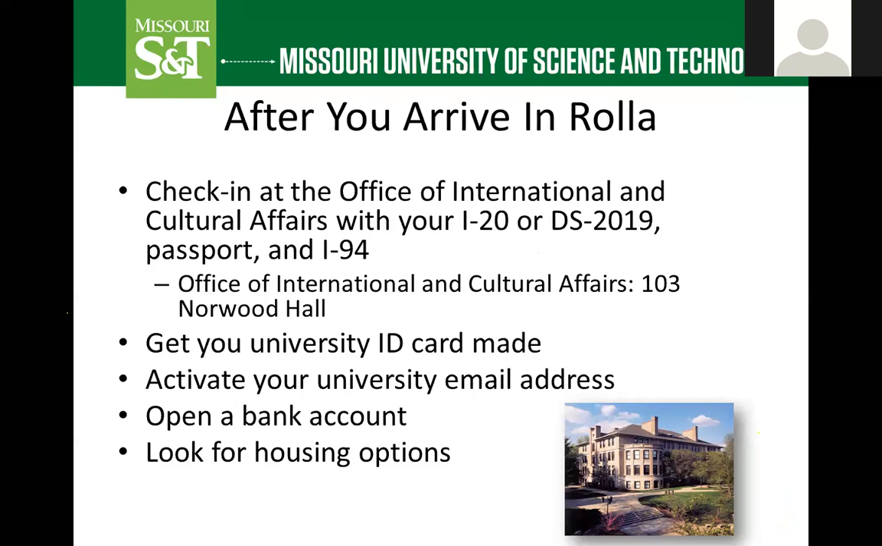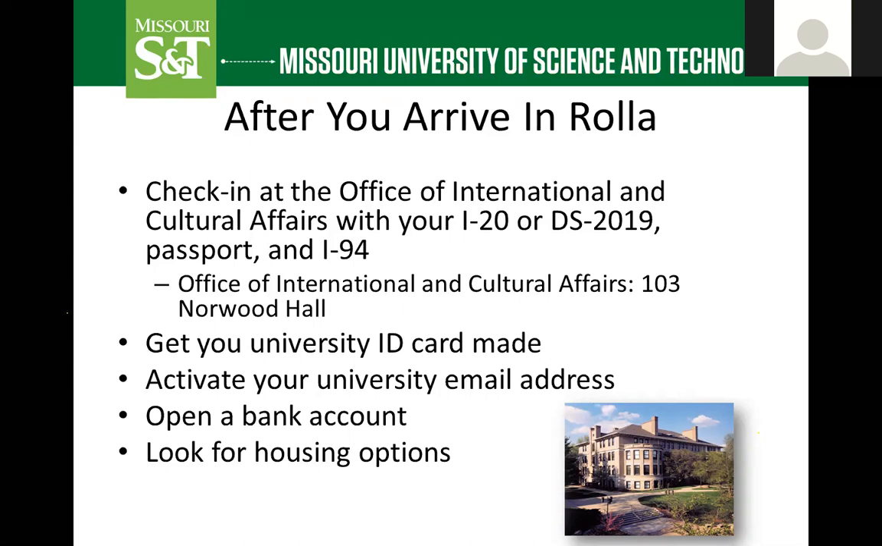So after you arrive in Rolla, the first thing you'll want to do is come and check in at the Office of International Affairs, and you're going to need to bring your I-20, your DS 2019, your passport and your I-94. So again, our office is located in 103 Norwood Hall, and we're open from 8 a.m. to 4:30 p.m. If you are arriving just before new International Student Orientation, if you don't have a chance to check in before orientation, you can bring your I-20 or DS 2019, passport and I-94 to orientation, and you can get checked in there. That's no problem.